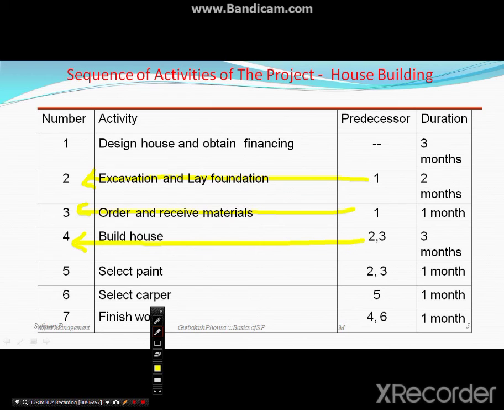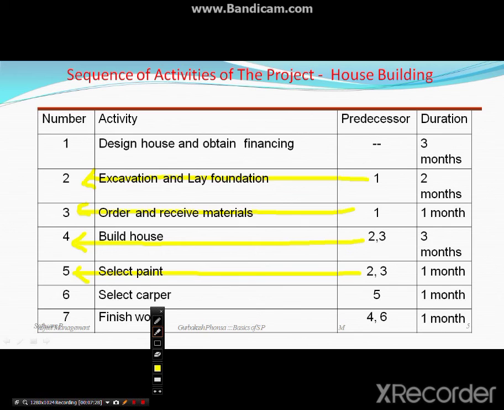Okay, that is 1. After 1, activity 2 will start, after 1, activity 3 starts. Even laying or receiving the materials, how much quantity of material is required, that can only happen after design of the house. Okay, so similarly, after 2 and 3 also activity number 5 will start, that is selecting the paint. Building the house can start after 2 and 3, or excavation and receiving the material, selecting the paint.